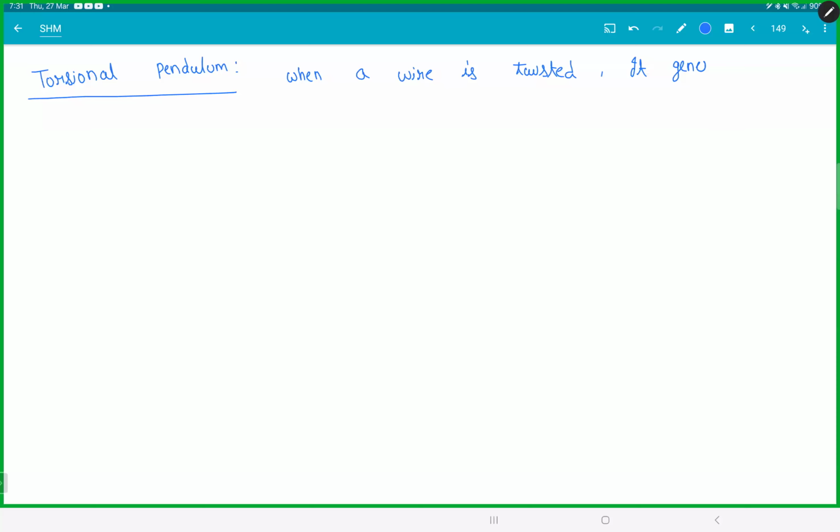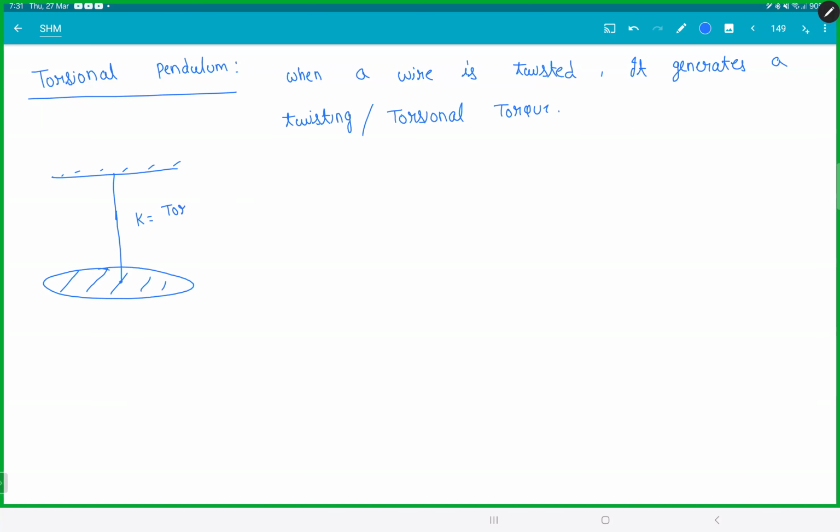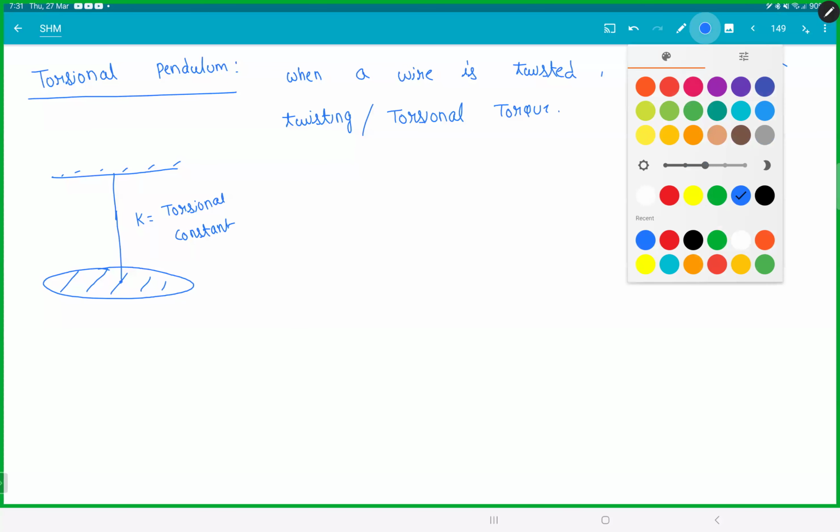When a wire is twisted, it generates an internal restoring force, or you can say it generates a twisting or torsional torque. Torsional torque is the more technical name. So if you have a disc, if you have a wire, we define K as the torsional constant. Questions are straightforward on this.